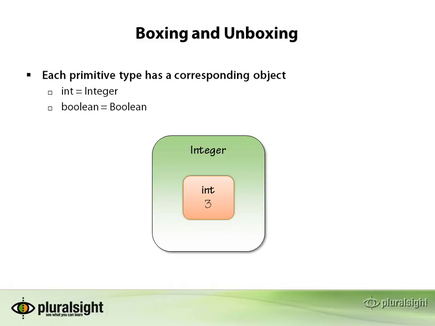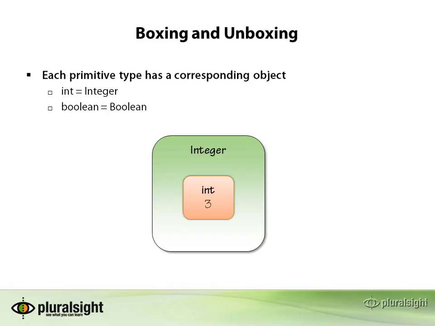We said that we have these primitive types, like an integer or a boolean. Well, each primitive type has a corresponding object. It has a type that is a non-primitive type that is the same thing. So the lowercase int has an Integer class. The lowercase boolean has a Boolean class. And we talked a little bit about classes. We'll talk about that more later. But basically, it has a non-primitive corresponding type for it.